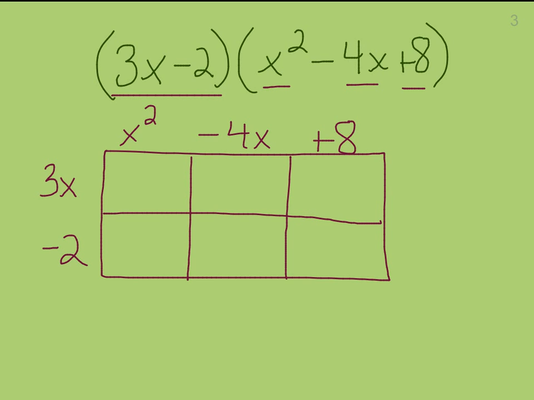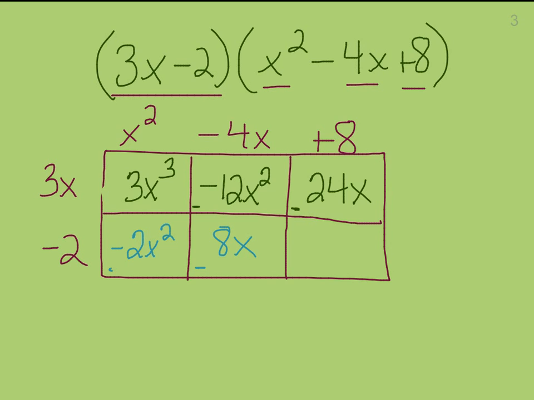In this first box right here, I'm going to go 3x times x squared, which would give me 3x to the third. Not a decimal, it's just pointing which one we're at. For this next box, 3x times negative 4x would give us negative 12x squared. And for this last box in the first row, we have 3x times positive 8, which would just be 24x. To do the second row, for the first box, negative 2 times x squared is just going to be negative 2x squared. And for this next box, negative 2 times negative 4x would be a positive 8x. And then the last box, negative 2 times 8 is just negative 16.